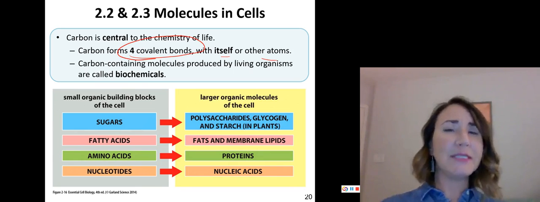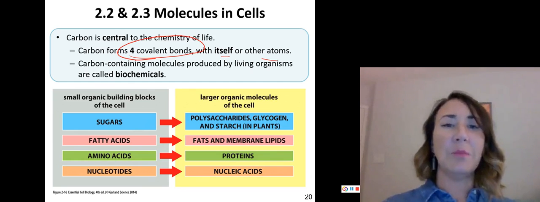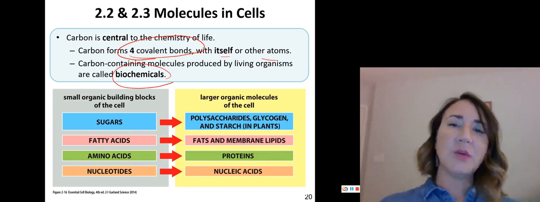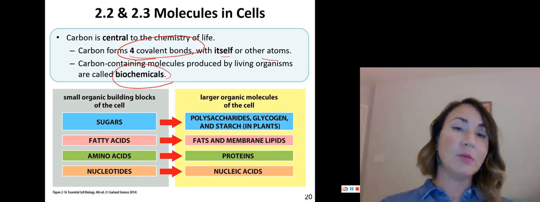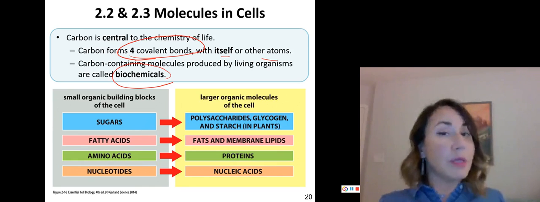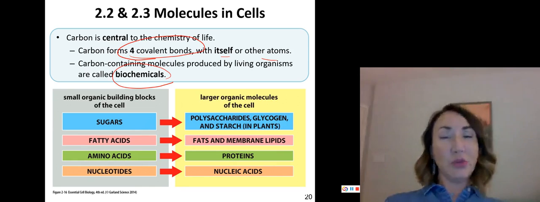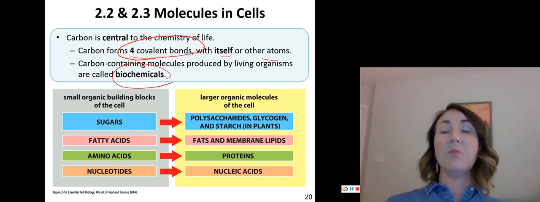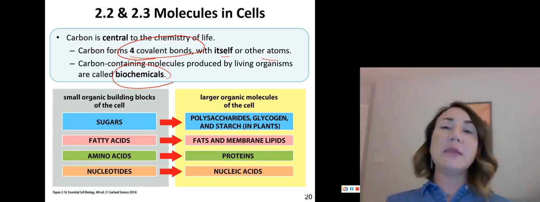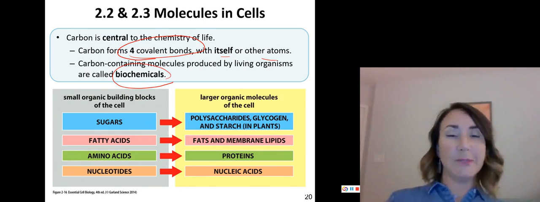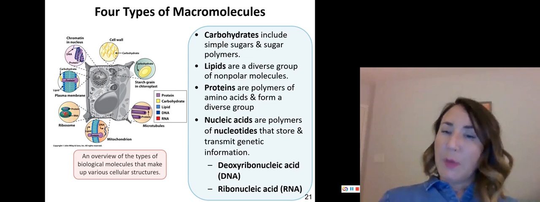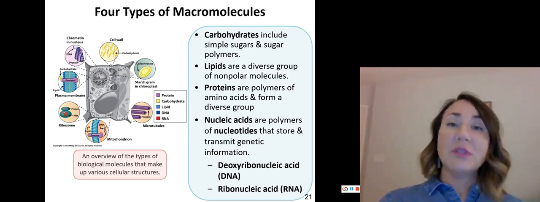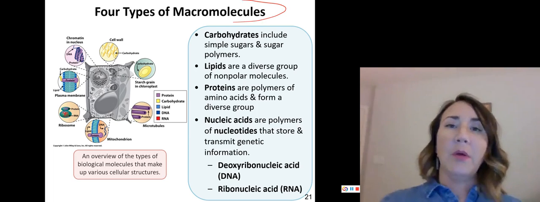And so carbon-containing molecules are called biomolecules. As we have these small building blocks, which is what we're going to talk about today, we'll talk about sugars or carbohydrates and how those can form complex chains of polysaccharides, meaning many sugars. Carbohydrates, lipids, proteins, and nucleic acids are the 4 types of macromolecules.